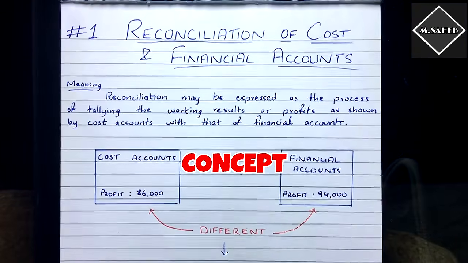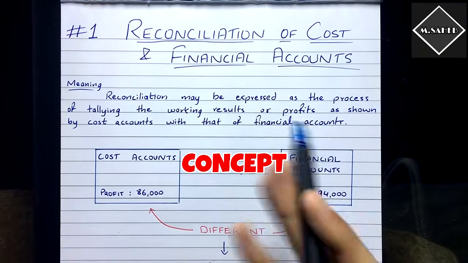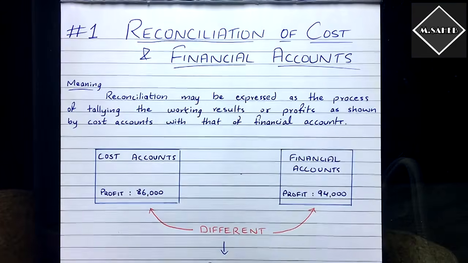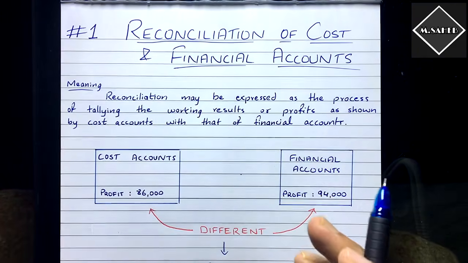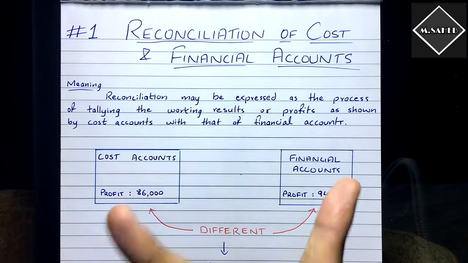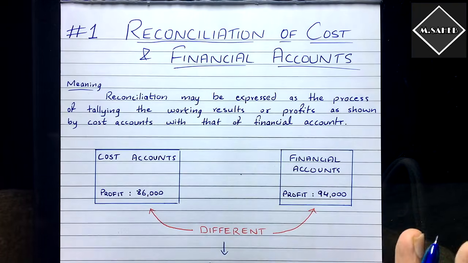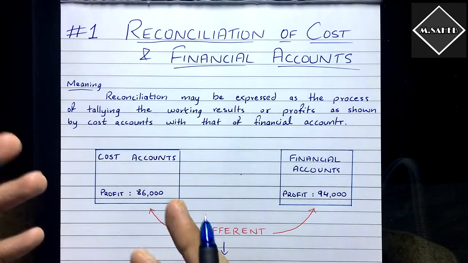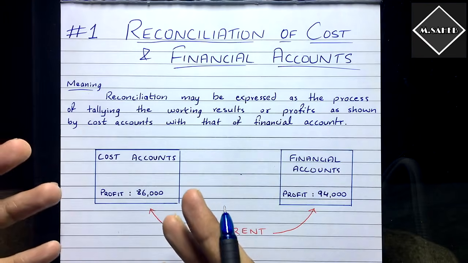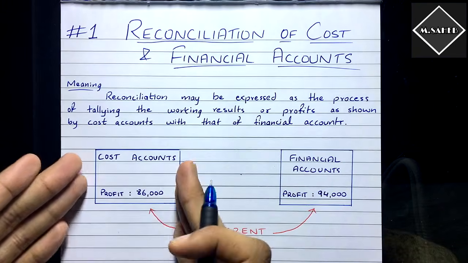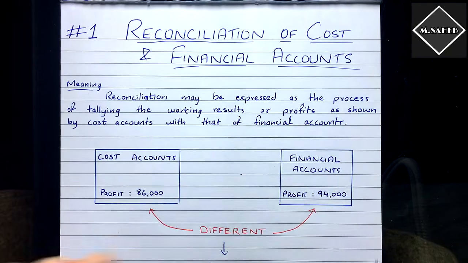Now first let's understand what is meant by reconciliation of cost and financial accounts and why do we do this reconciliation. See here, it's very simple to understand. If a company has a non-integral system of accounting, then the company will be maintaining two different sets of books, cost accounts and financial accounts separately, right? Cost accounts has different principles, logics and concepts, and here we prepare a cost sheet to calculate the profit in cost accounts, and in financial accounts we have different concepts and principles, and here we calculate profit by preparing trading and profit and loss account, isn't it?